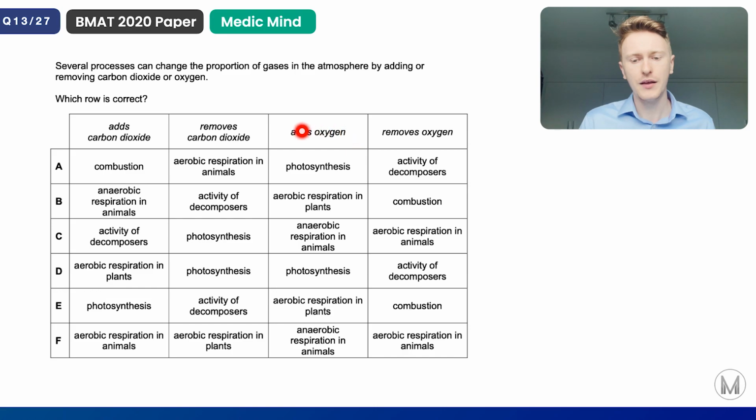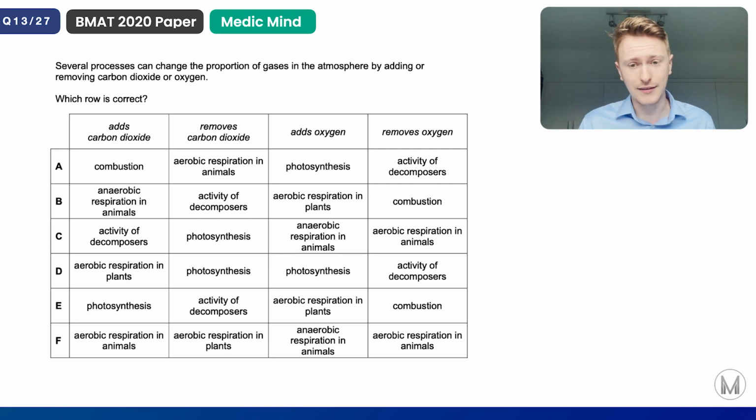Looking at this adding oxygen column, the only two that are relevant are A and D, because only photosynthesis is adding oxygen to our environment. Now looking at A and D in particular, we can then start to look at different things. You should also be aware that removing carbon dioxide is quite a rare task in biology. Most living things probably add carbon dioxide to their environment, so that should be a column that we focus on second. Comparing A, which has aerobic respiration, which we know produces carbon dioxide, and D, looking at photosynthesis, which we do know removes carbon dioxide, we can instantly cross off A from our answer options, and we're left with D.